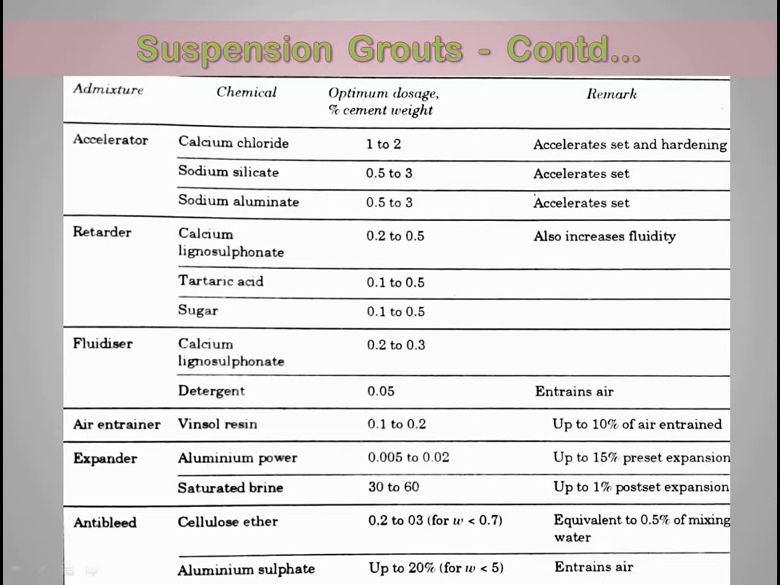So these admixtures, in one way or another, help in enhancing the properties of cement when used as a grouting material. The only thing is we have to be very careful with the dosage selection. The optimum dosage is very small. Retarders range from 0.1 to 0.5% and accelerators from 0.5 to 3%. So a maximum of 3% by weight of cement is what you add of these admixtures.